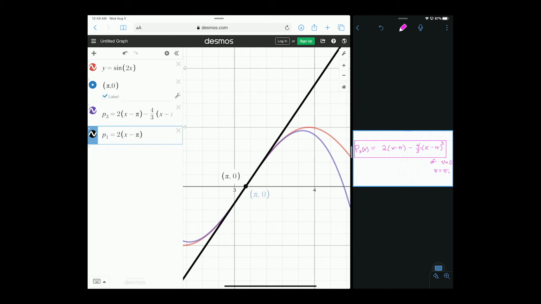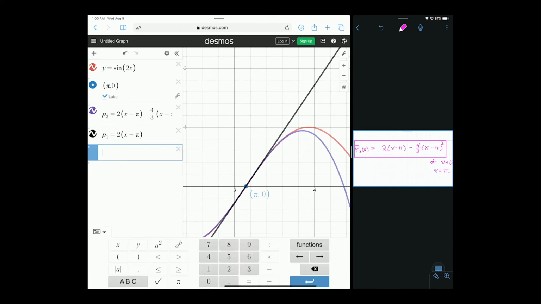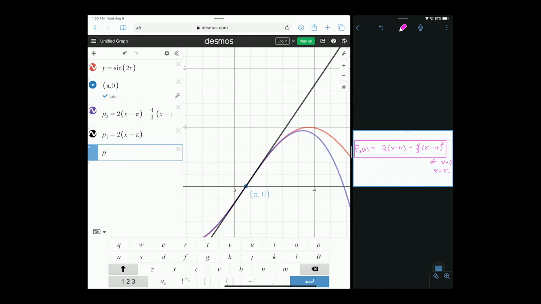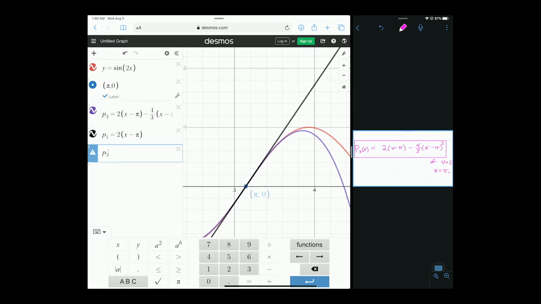But the black curve moves away eventually, right? Moves away from the red curve. The blue curve, on the other hand, follows the red curve further. And that's because it's the third degree approximation. If we did a higher degree approximation, it'll follow it even more. In fact, we didn't calculate a 5th degree, but we could. If we did, it would start out the same.